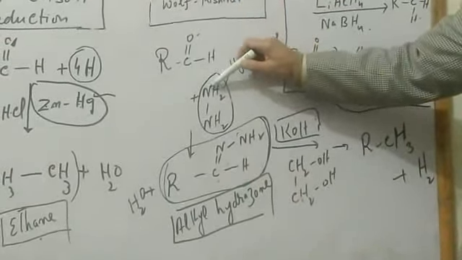This alkyl hydrazone is then heated with KOH and boiling ethylene glycol. This is ethylene glycol.